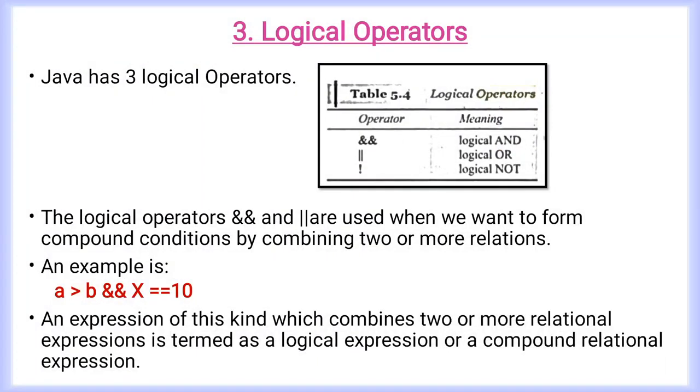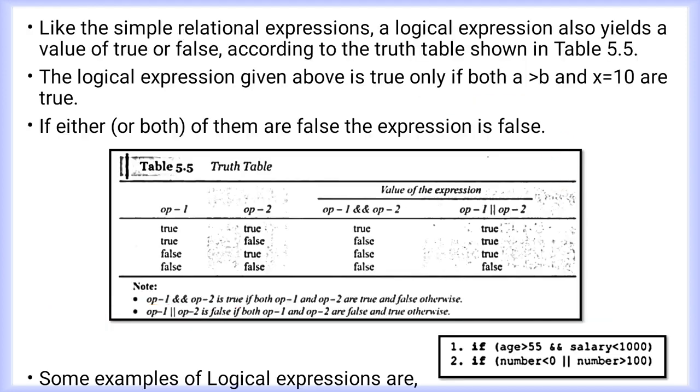So next comes the logical operators. Java has 3 logical operators: logical AND, logical OR and logical NOT. Logical operators are used when we want to form compound conditions by combining two or more relations. So, a greater than b and x is equal to 10. An expression of this kind which combines two or more relational expressions is termed a logical expression. So we can combine more than one relation using these logical operators. The logical expression is true only if a greater than b and x is equal to 10 are both true.